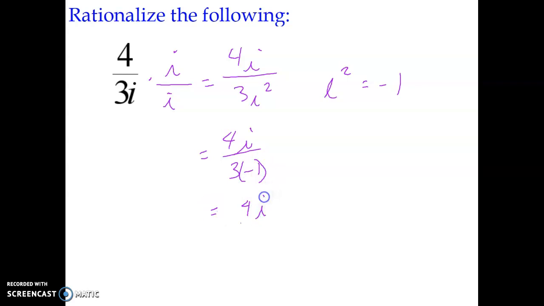So I get 4i over -3, which I know is the same thing as -4i over 3 with the negative in the front, or -4i over 3 with the negative on the 4. And any of those three answers I will accept as correct, but this is the one that's not going to be on a standardized test. Okay, that's all there is to it. You just multiply by i over i every time.